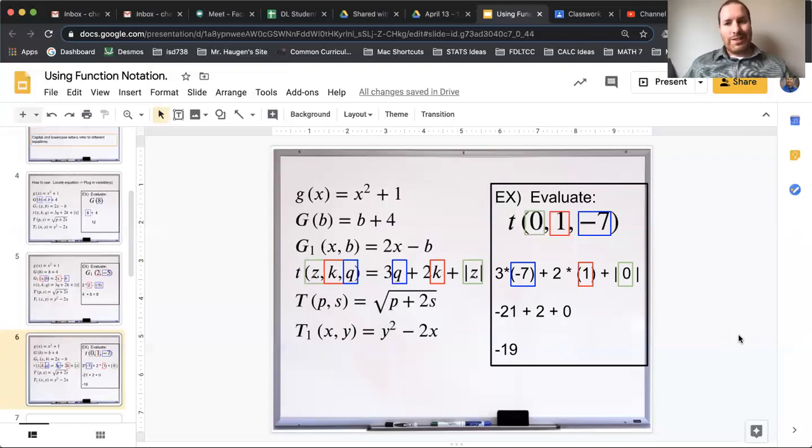Again, a lot of people think that it's scary because there's all these things going on. Boy, these equations look really, really complicated. But all it is, it just tells you which equation to look up, and here's the numbers you plug into those specific spots, and then you just evaluate like normal.